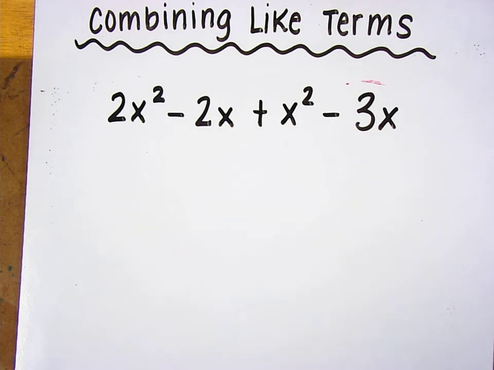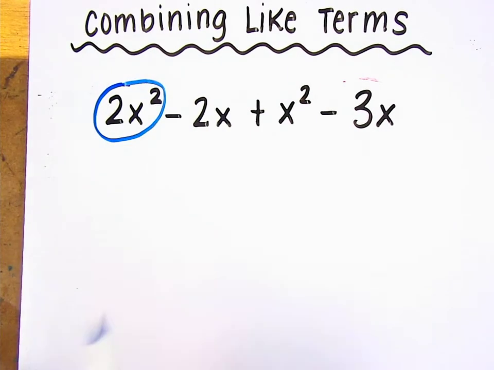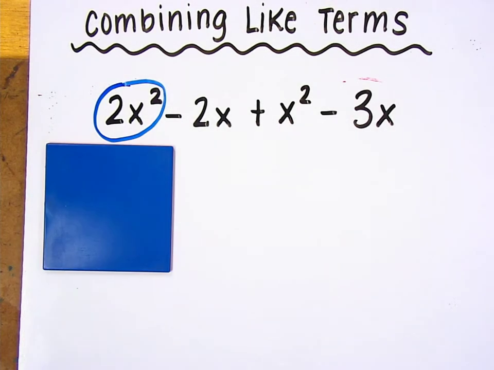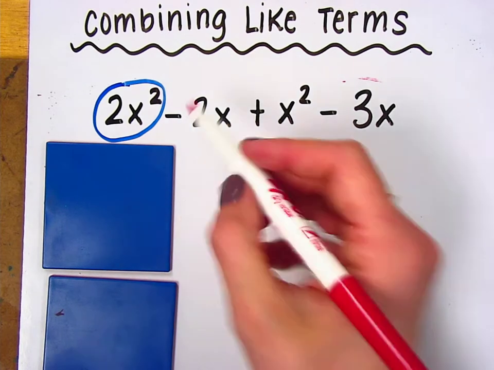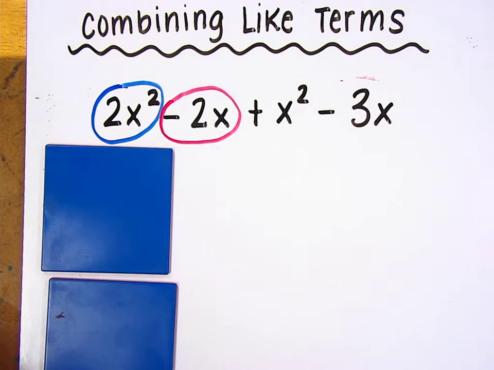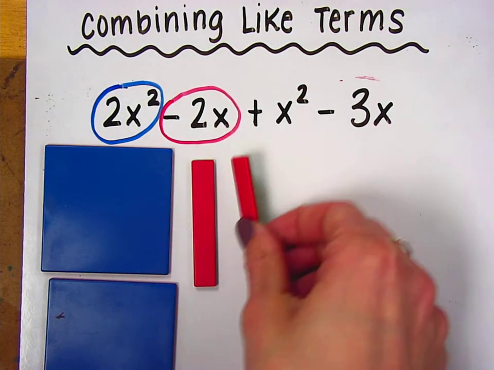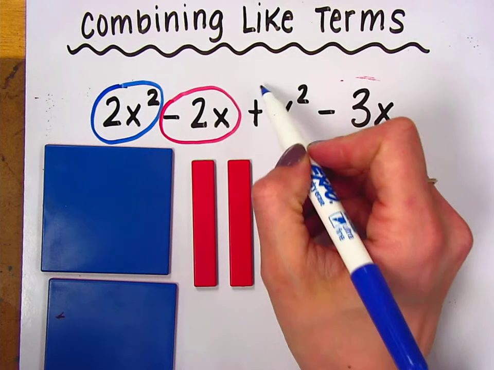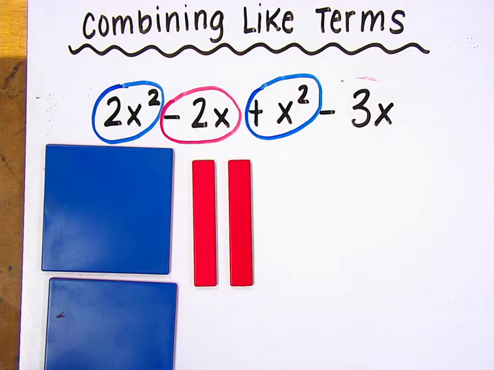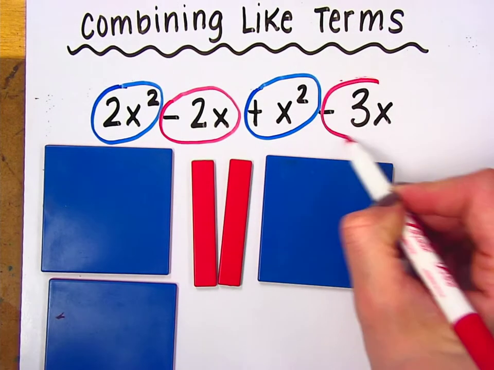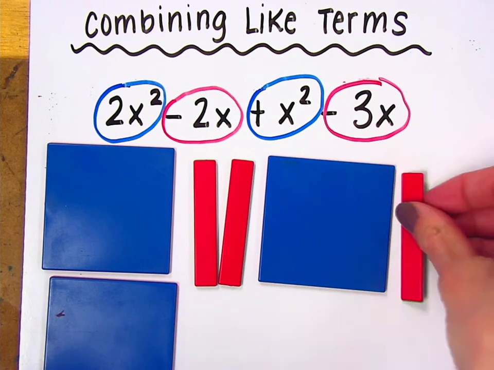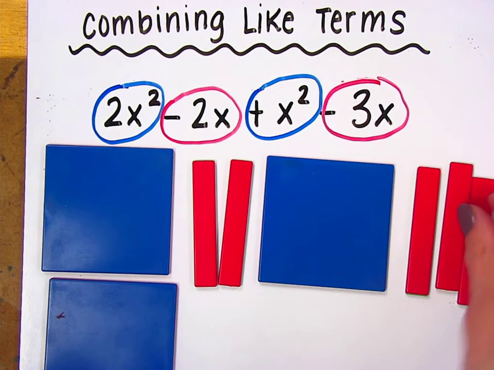The first term that I see is 2x to the second power. We know in our algebra tiles, x to the second power is going to be represented by one big square, and since I have 2x to the second power, I'm going to use 2 big squares to represent that. The next term I see is negative 2x, which we'll use 2 red rods to represent, a positive x squared, so we'll use 1 big blue square, and a negative 3x. So we'll use 1, 2, 3 red rods.